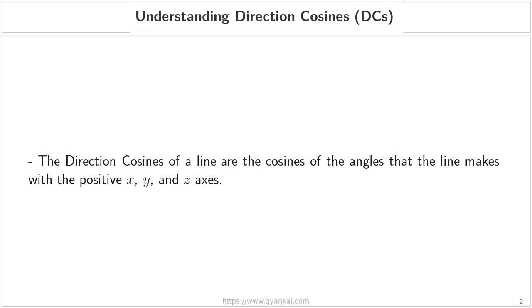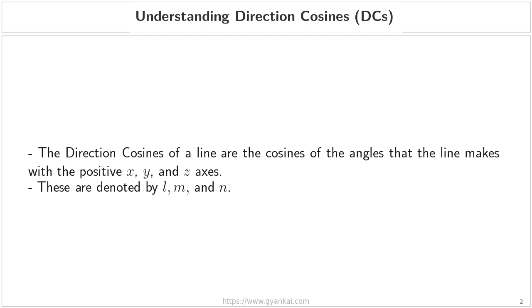Understanding direction cosines, DCs. Now that we've introduced the topic, let's take a closer look at what direction cosines actually represent. Think back to our previous discussion on direction ratios. While those are great for describing the orientation of a line, direction cosines give us a more precise, standardized way to look at it. Specifically, the direction cosines of a line are simply the cosines of the three angles that the line makes with the positive x, y, and z axes. To keep our notation clean, we denote these three values as L, M, and N.